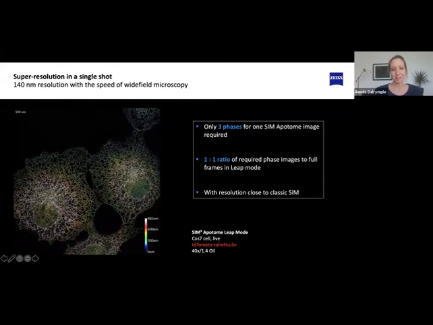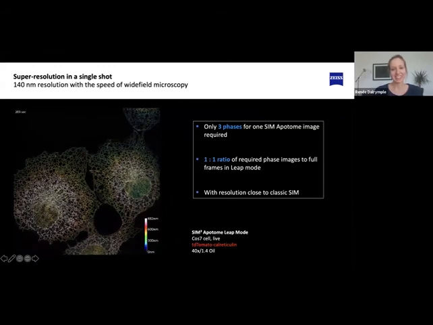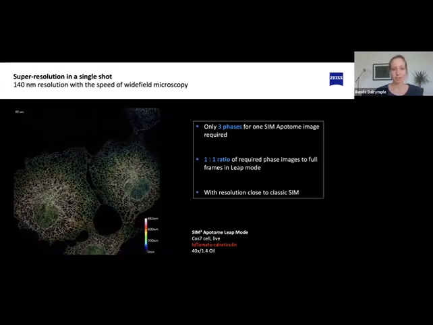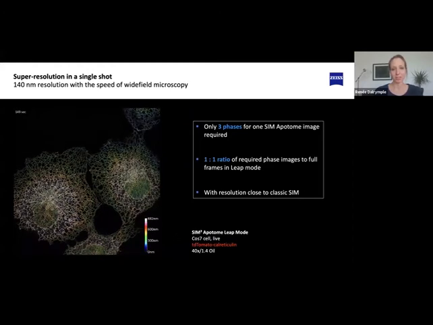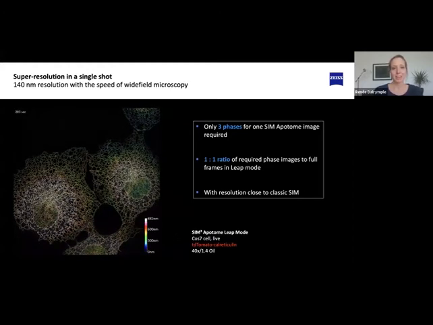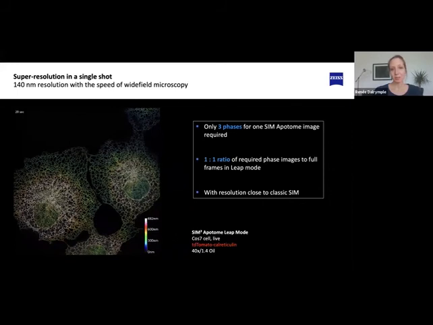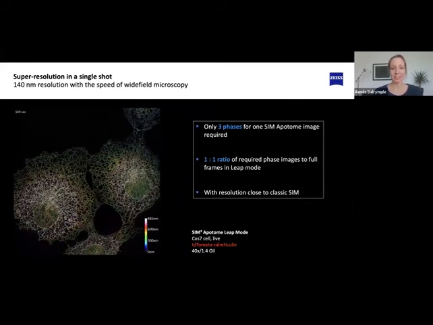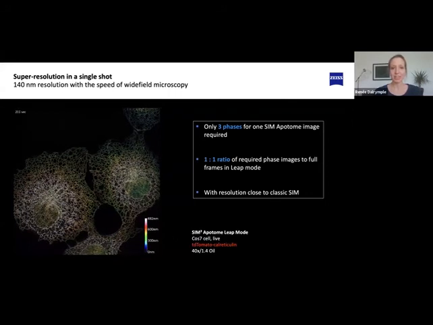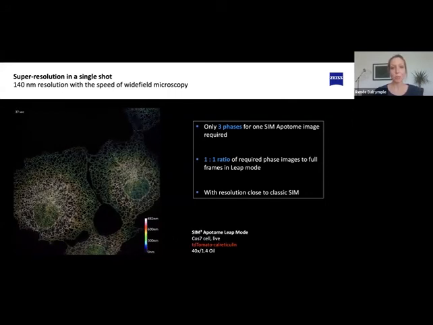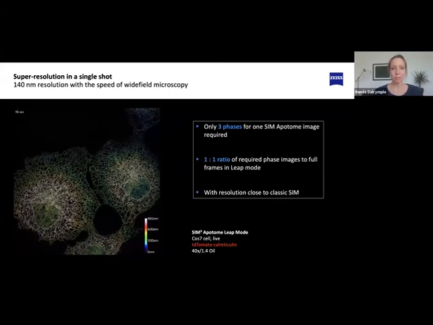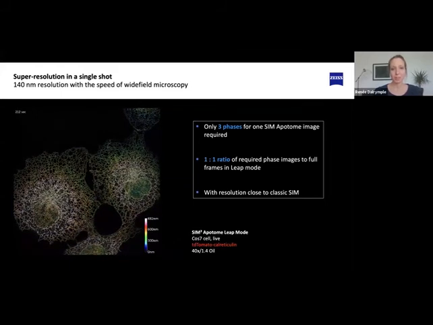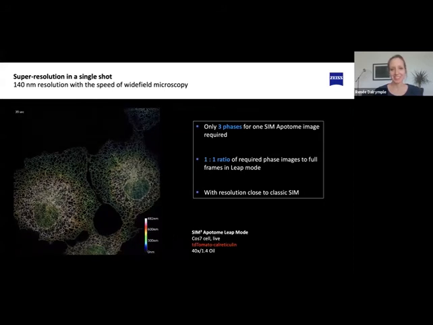Now, this is even more exciting to me, I think. So the SIM apotome mode already requires fewer camera exposures in order to collect the full image. So instead of collecting 5 images as we did previously, now we can get that down to 3. What this means is if we combine this with the leap mode, we now have a 1-to-1 ratio between exposures of our sample and final super resolution images when we're imaging in 3D.